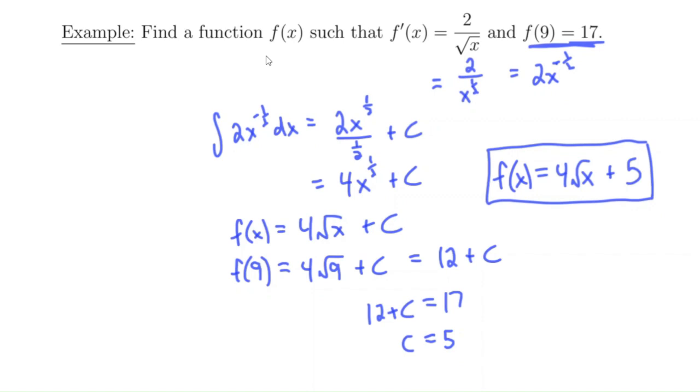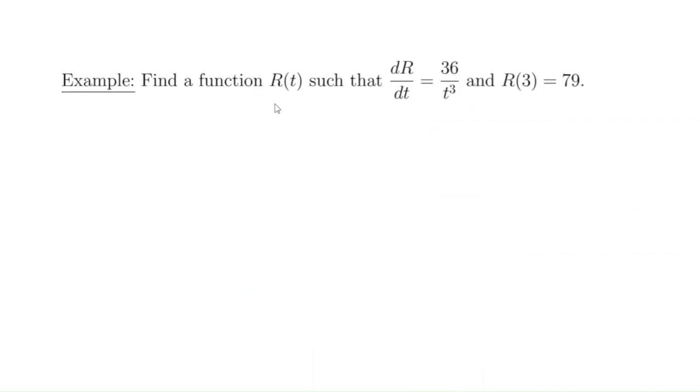So this function solves that initial value problem. Let's do another one. Find a function r of t such that dr/dt, the derivative of r with respect to t, is equal to this, and such that r of 3 is equal to 79. So let's rewrite our initial function.